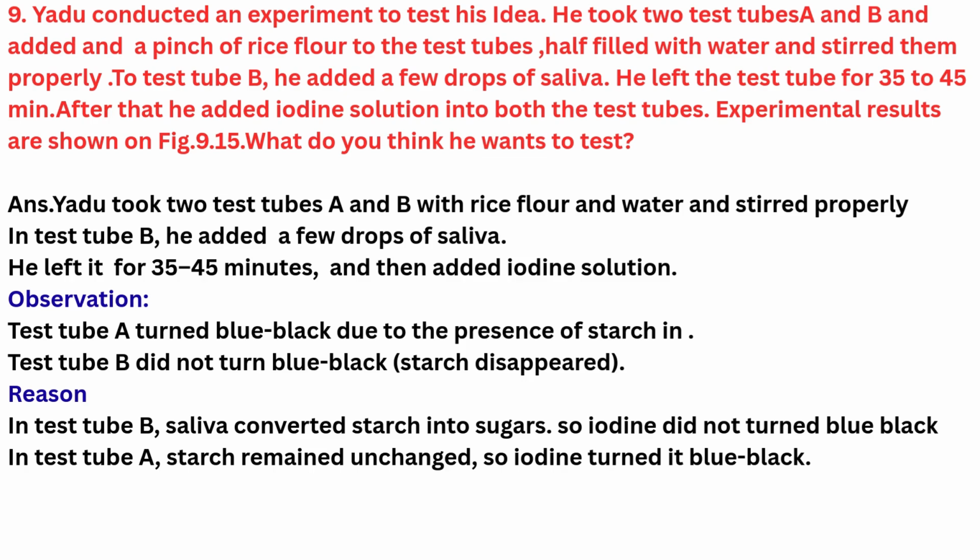Answer. Yadu took 2 test tubes A and B with rice flour and water stirred properly. In test tube B, he added a few drops of saliva. He left it for 35 to 45 minutes and then added iodine solution. Observation. Test tube A turned blue-black due to the presence of starch. Test tube B did not turn blue-black because starch disappeared. Reason, in test tube B, saliva converted starch into sugar, so iodine did not turn blue-black.